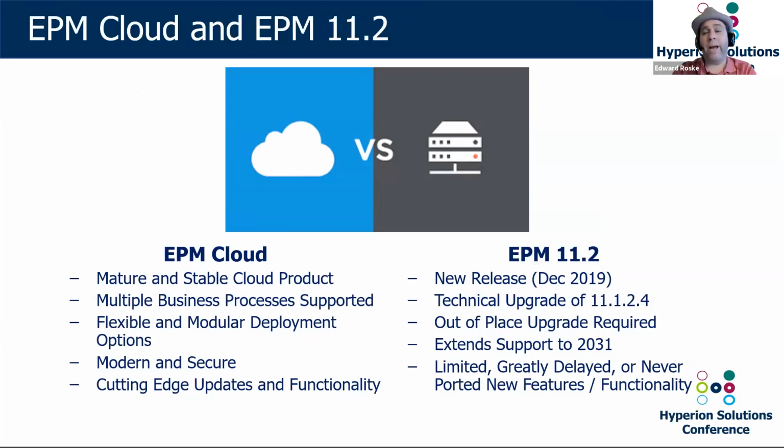Originally, they were thinking they were going to add some features in 11.2. I've noticed those seem to have fallen off the roadmap. So things that we thought, oh, they're going to take this cloud functionality, they're going to push it back to on-prem. They're not. Their stance is that 11.2 is for people that are happy with what they have. If they want new features and functions, that's the carrot part. Go to EPM Cloud, where new features just show up once a month.